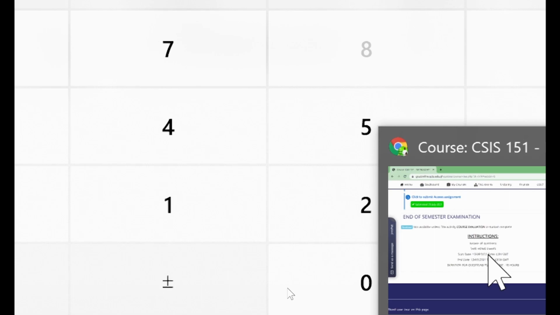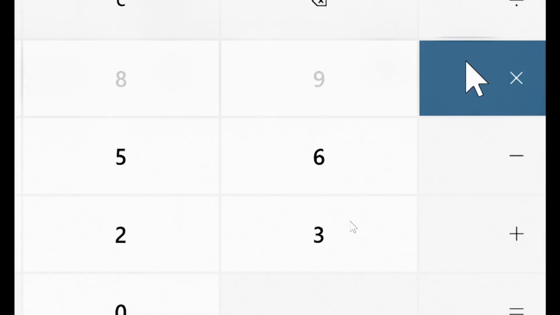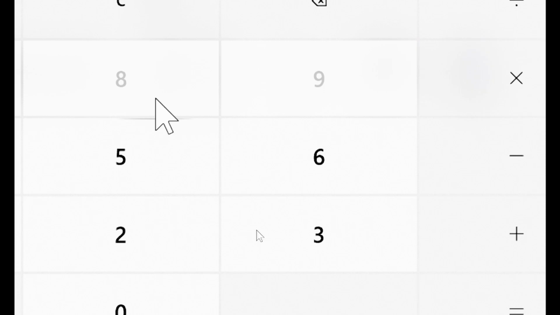Watch this. Do you see that the other numbers are faded? Can you see this? What do you see here? Do you see that 9 is faded?